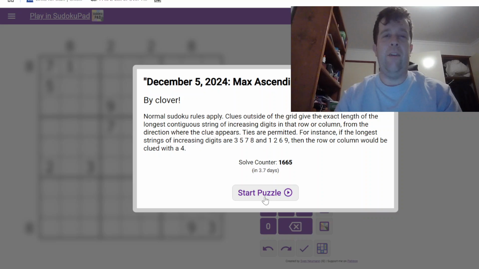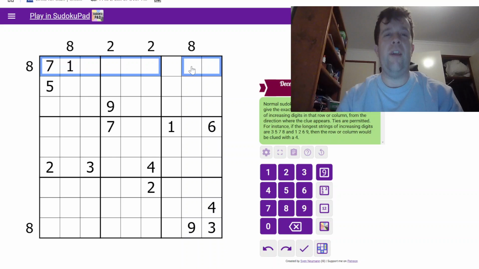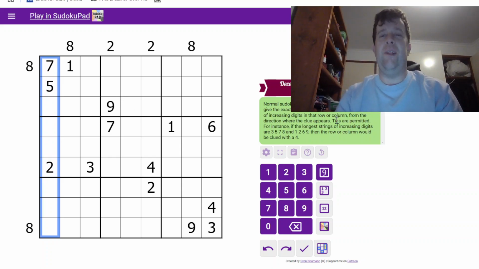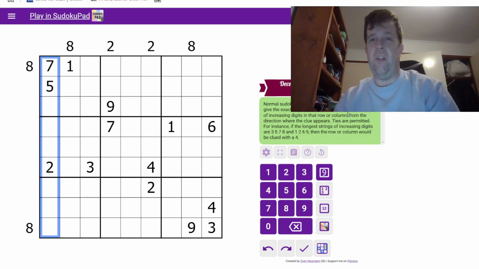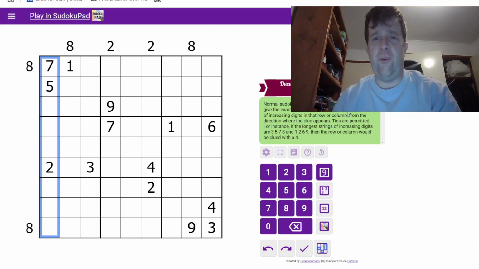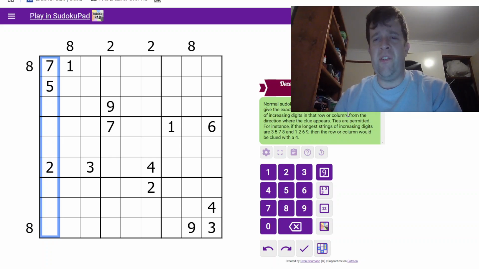This is Max Ascending. So, normal Sudoku rules apply: place the digits 1 to 9 in each box, each row, and each column, once each. Clues outside the grid give the exact length of the longest continuous string of increasing digits in that row or column, from the direction the clue appears. Ties are permitted. So, for instance, if the longest strings of increasing digits are 3, 5, 7, 8, and 1, 2, 6, 9, then the row or column would be clued with 4.